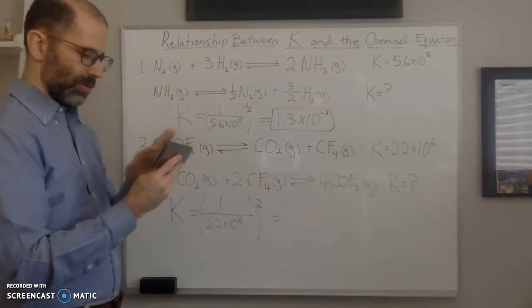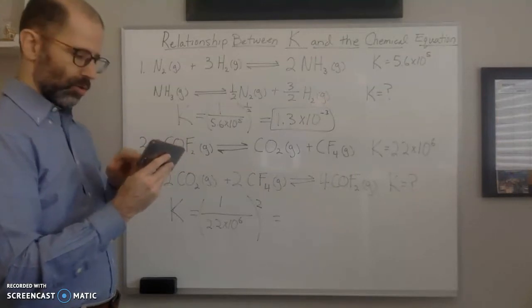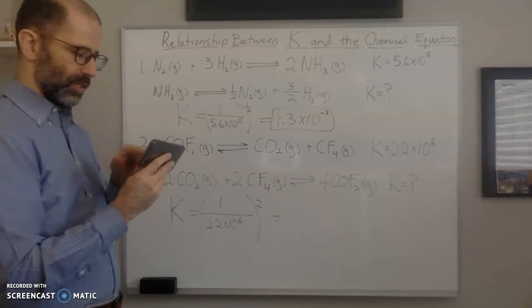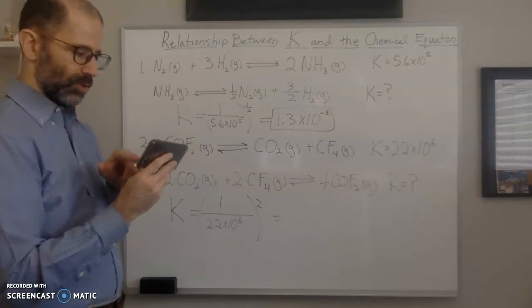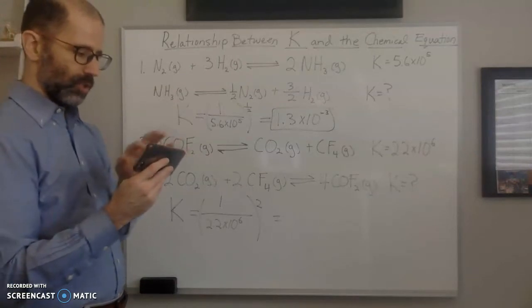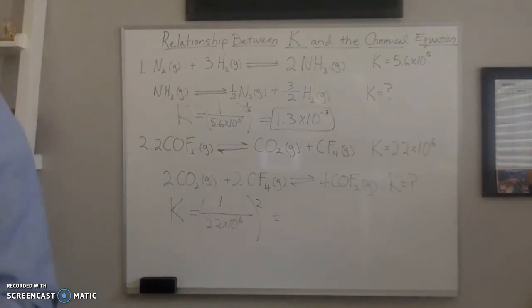So here, 1 divided by 2.2 times 10 to the 6 equals, and then I'm going to have to square this. So I square it, and that gives me, hold on a second.